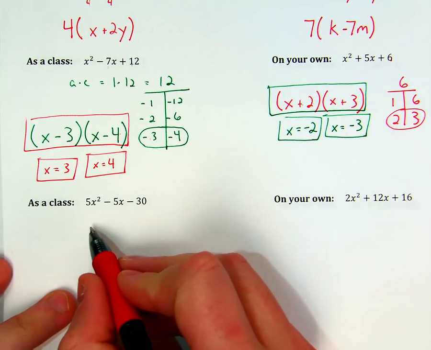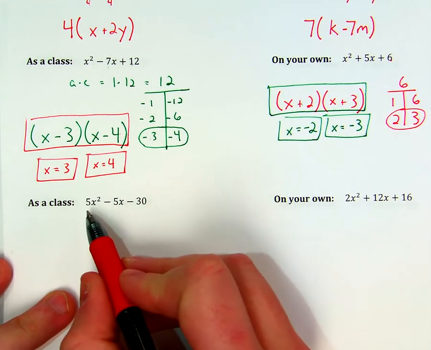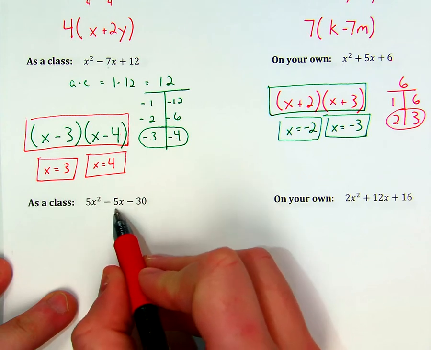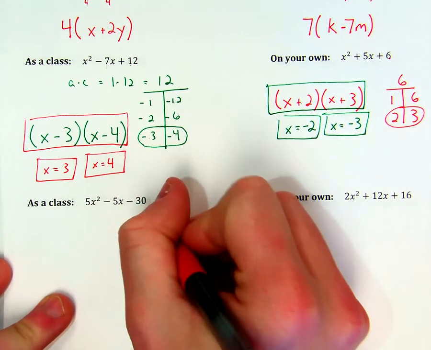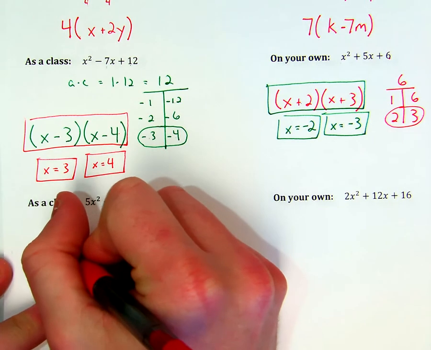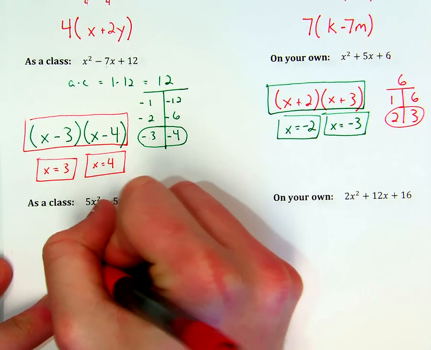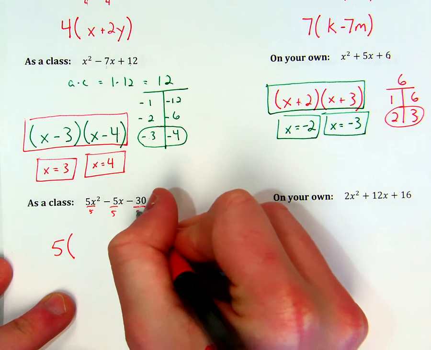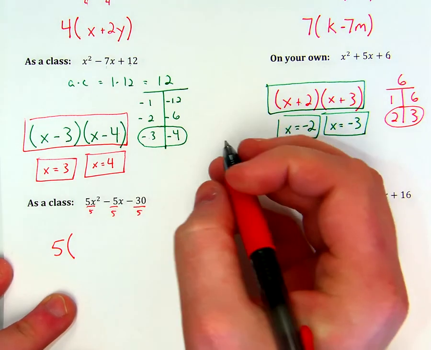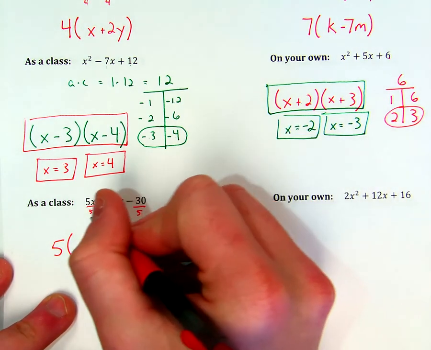The third example does have a GCF. The greatest common factor of 5, 5, and 30 is 5. So I need to factor a 5 out of this equation. I'm going to start with a 5 and then a parenthesis. If we divide each of these terms by 5, we'll be writing what's left inside of the parenthesis.